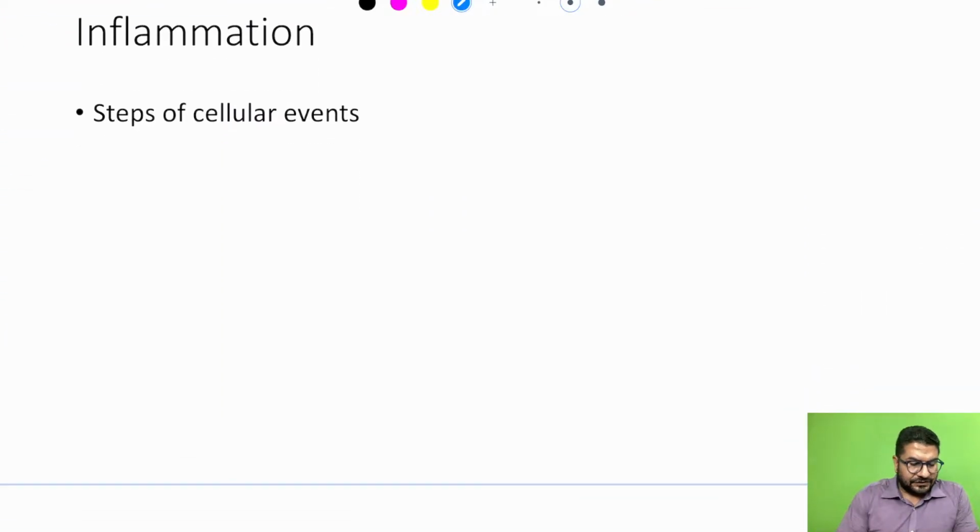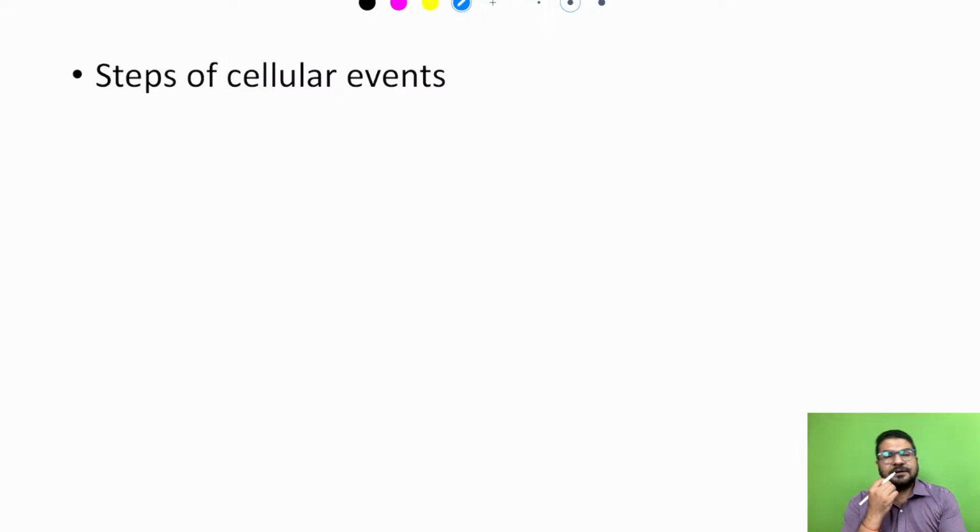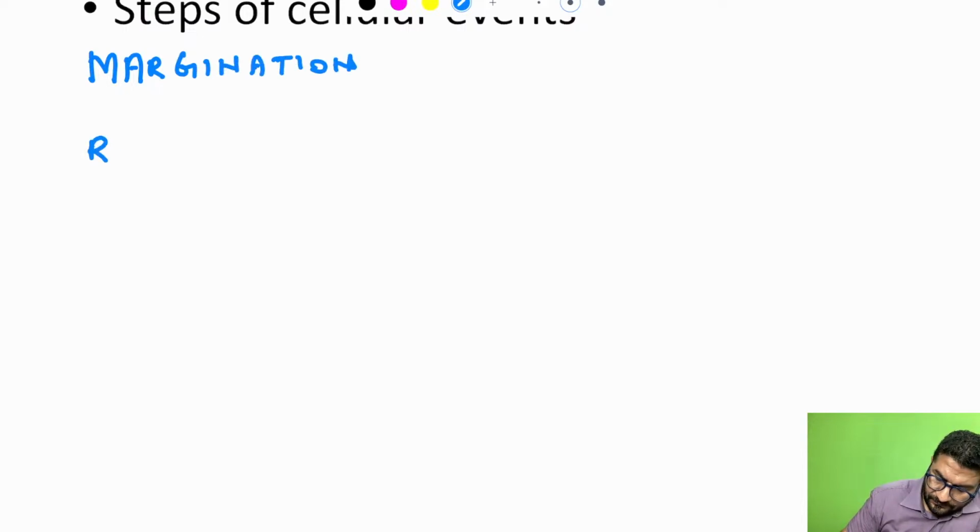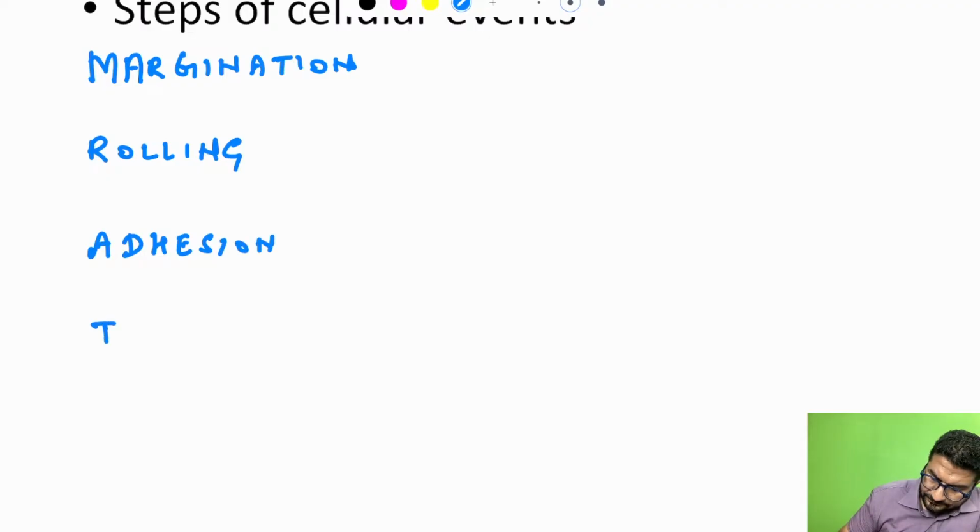ओके, अब इसको देखो, आपसे क्वेश्चन एग्जाम में पूछते हैं इन्फ्लेमेशन की स्टेप्स से. So they ask you question on what are the various steps of inflammation. Specially दो स्टेप्स, जब आपकी cells moving होती हैं, we call this cellular event. So what are the cellular events which they ask in exam? So remember, we have margination, rolling, adhesion, transmigration. Transmigration is also called as diapedesis.